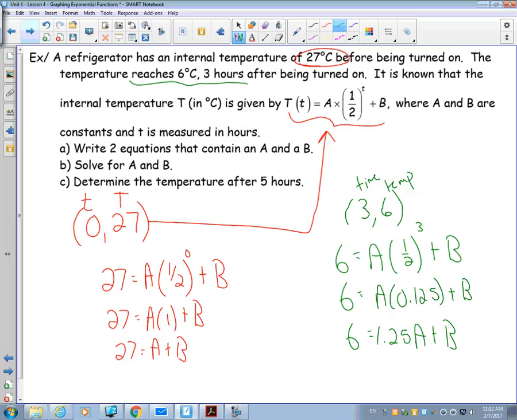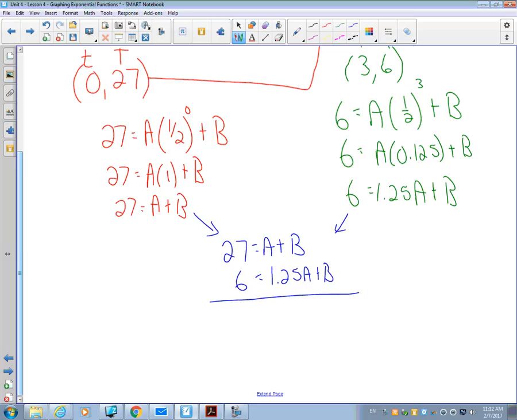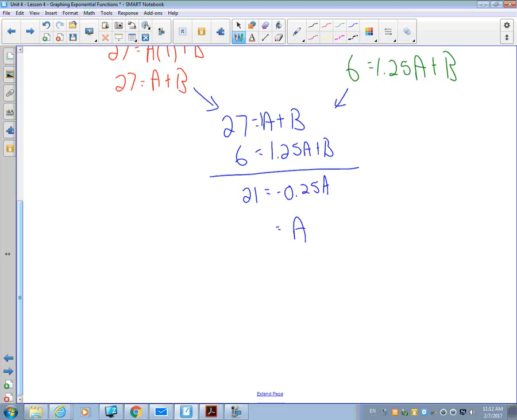Okay, part B, solve for these values now. So I've got 2 equations and 2 variables. There are options you can do here. I'm going to use the idea of elimination, where I take my 2 equations, one there and one over here, and then I can subtract them. 27 minus 6, that gives me 21. A, which is like 1a minus 1.25 is negative 0.25. A and b minus b is gone. If I solve this for a, I get negative 84.